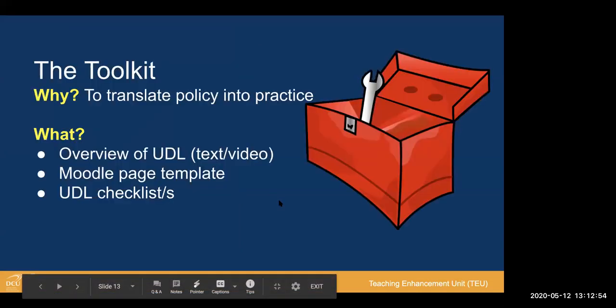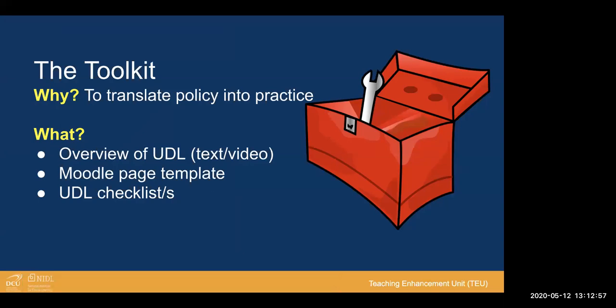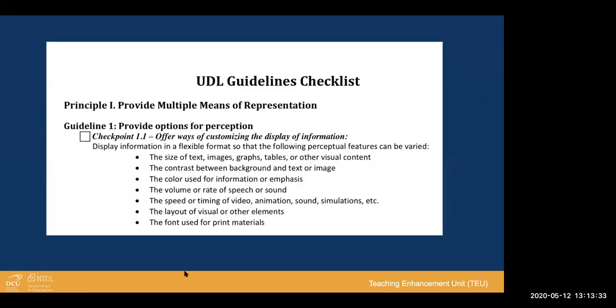So the toolkit itself comprises 3 different parts. The first is an introduction or overview of UDL, which is available in both text and video format, in line with Universal Design for Learning principles. The second piece is a Moodle template, which I'm going to show to you shortly, which seeks to address the issues raised in the index survey around creating some consistency in the use of the VLE. And then we've got a series of UDL checklists, which we hope will also support engagement with UDL principles for staff.